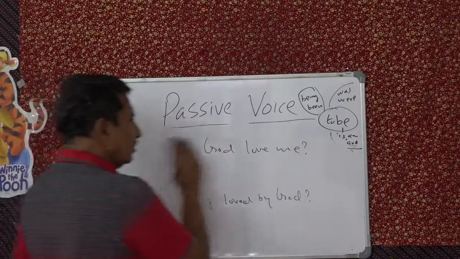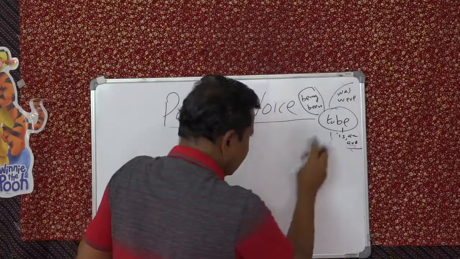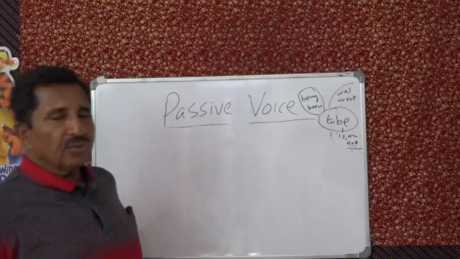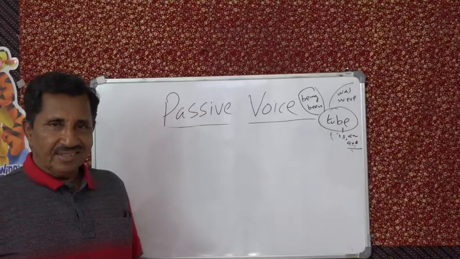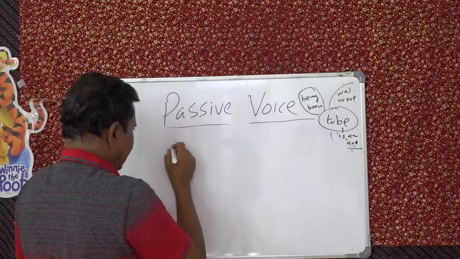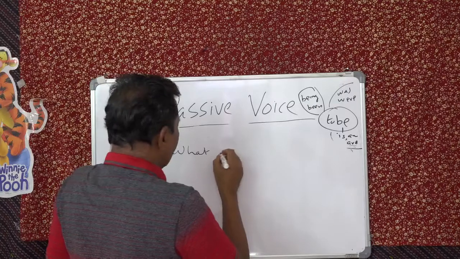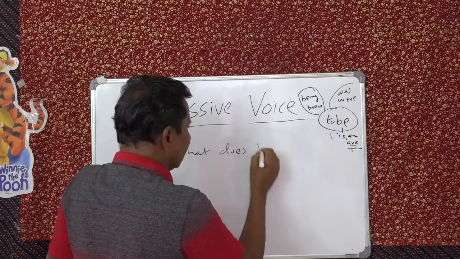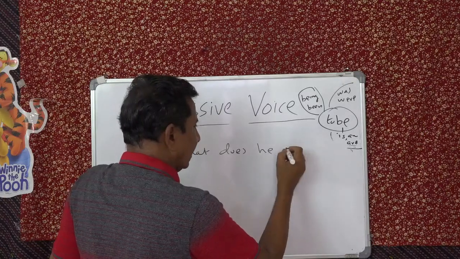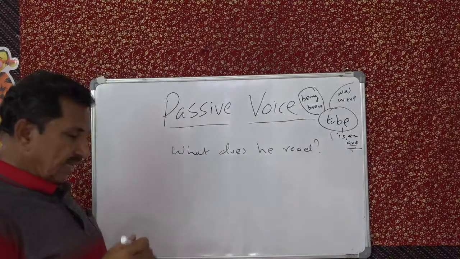Okay. So we have done enough yes or no questions in the simple present tense. We are in the simple present tense. Let's do a WH question. Okay. What does he read? Question. Now change it into passive.